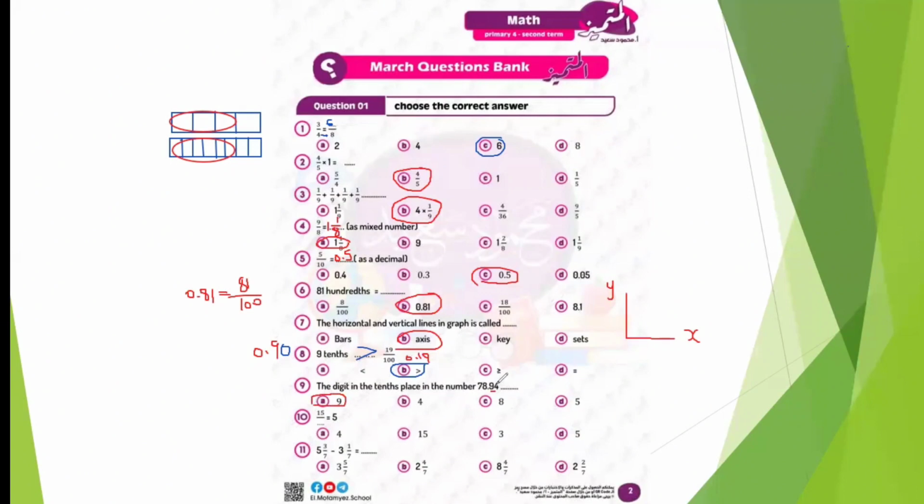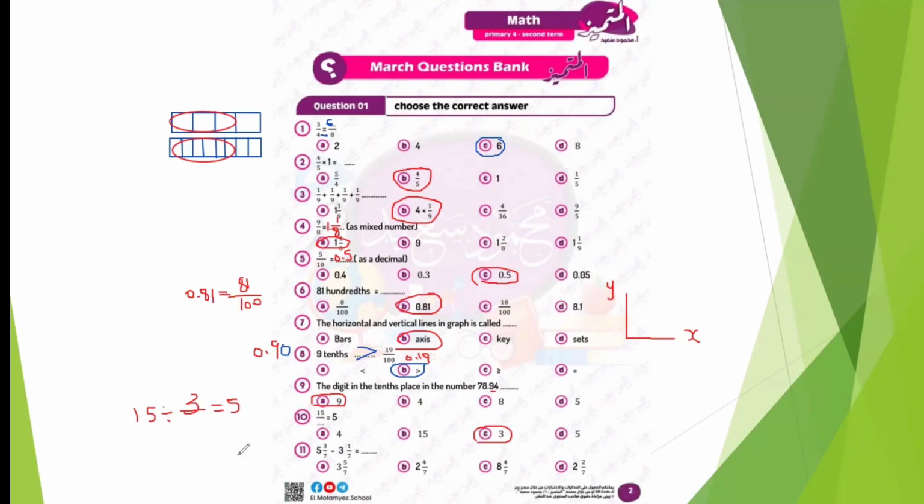10. 15 out of what equals 5? That means 15 divided by what equals 5. The sign of these fractions means numerator divided by denominator. 15 divided by what equals 5? Of course 15 divided by 3. So the answer is C.